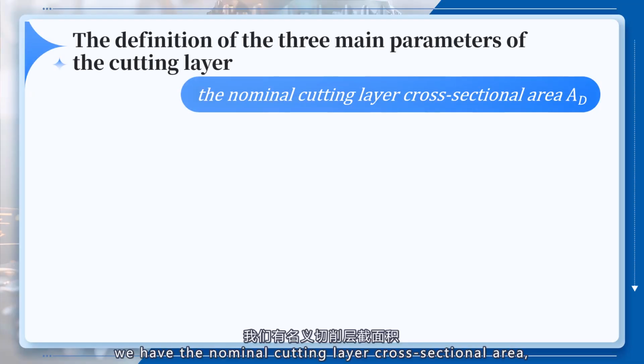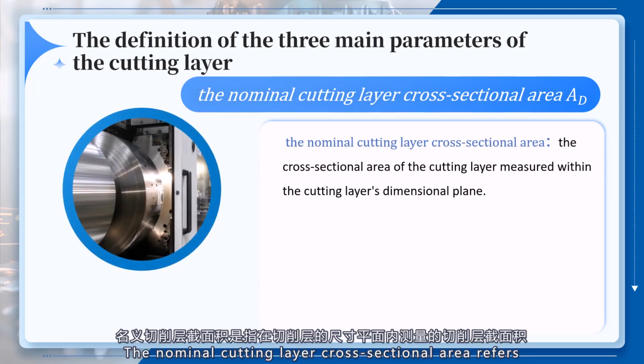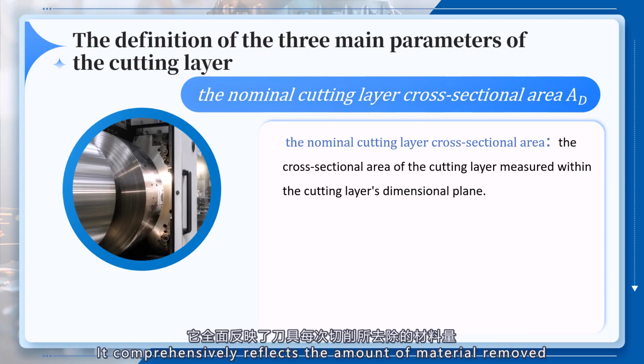Finally, we have the nominal cutting layer cross-sectional area, AD. The nominal cutting layer cross-sectional area refers to the cross-sectional area of the cutting layer measured within the cutting layer's dimensional plane. It comprehensively reflects the amount of material removed by the tool with each cut.